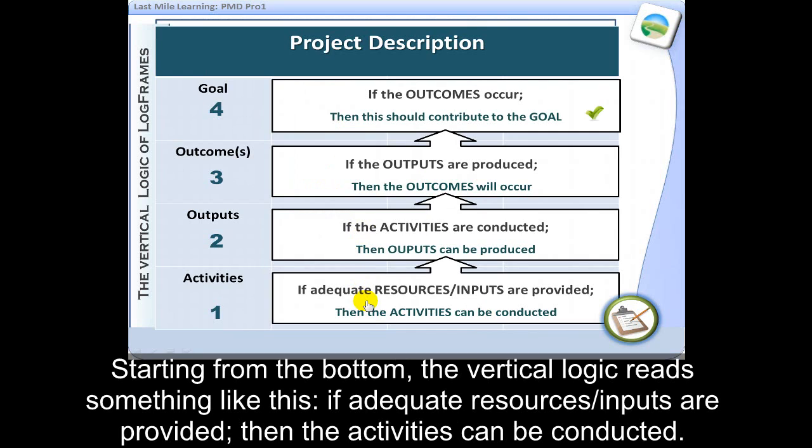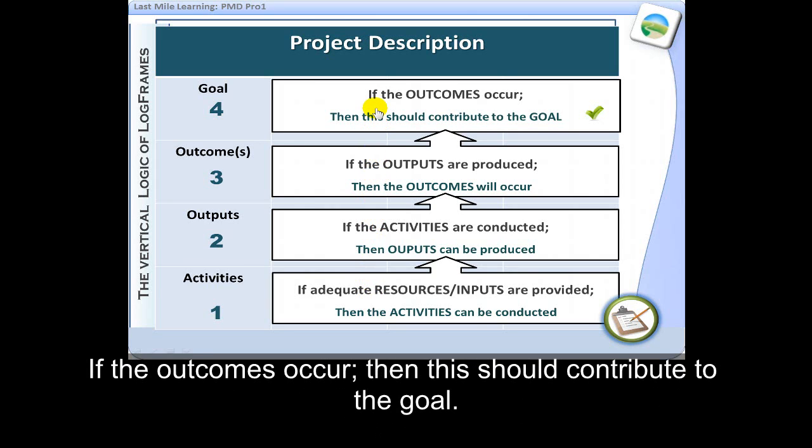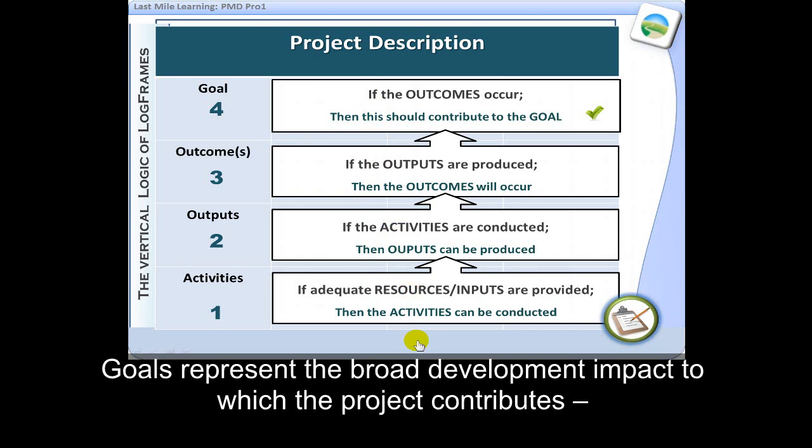Starting from the bottom, the vertical logic reads something like this. If adequate resources and inputs are provided, then the activities can be conducted. If the activities are conducted, then the outputs can be produced. If the outputs are produced, then the outcomes will occur. If the outcomes occur, then this should contribute to the goal.